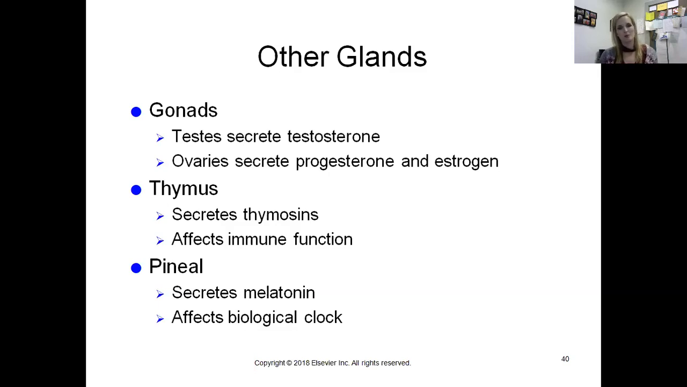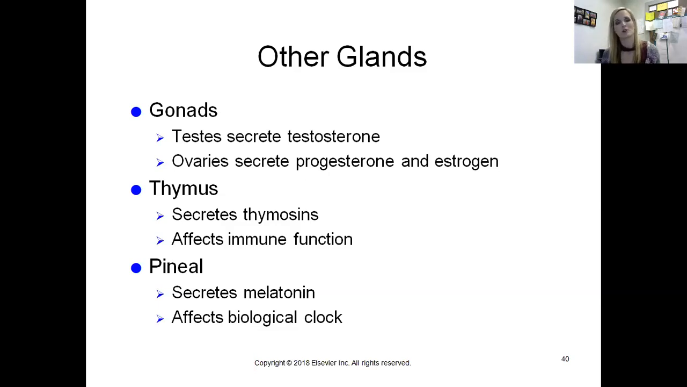The testes in the male secrete the hormone testosterone. Testosterone is the male hormone. If you think about it, it is what makes male male. When it is produced or secreted, it is going to increase muscle mass, it increases bone density, it helps to strengthen the males, but also helps to deepen their voice. At puberty, we notice that their voice is changing. We know that they're getting chest hair and facial hair, and that's because of testosterone.